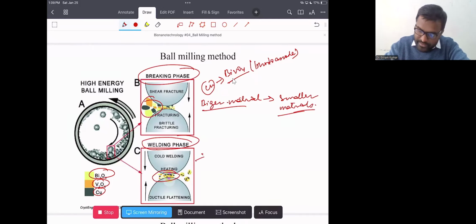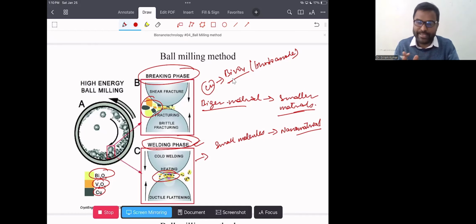So from here, very tiny, maybe small molecules ultimately combine together and form the nanomaterials. That is happening in this welding phase. So we have these two phases: one is the breaking phase, and the second is the welding phase. In the breaking phase, the big material breaks down into smaller material, that means maybe molecules, and in the welding phase they combine together and form the nanomaterials.